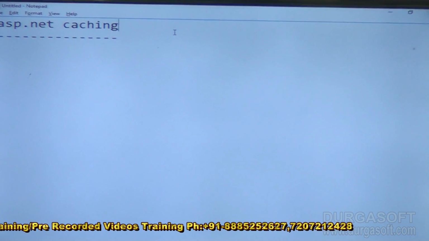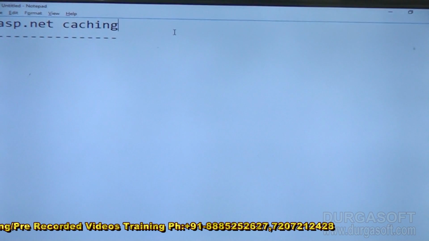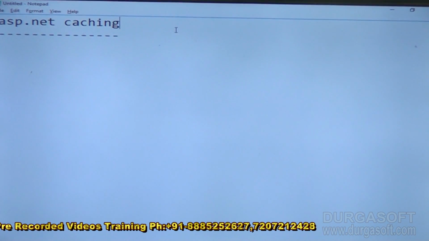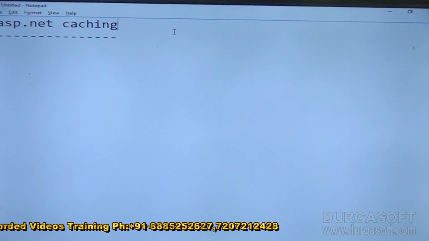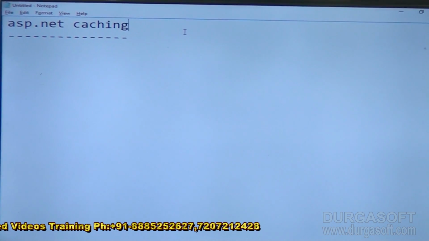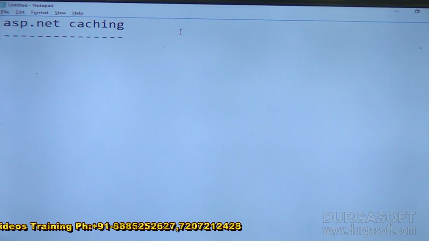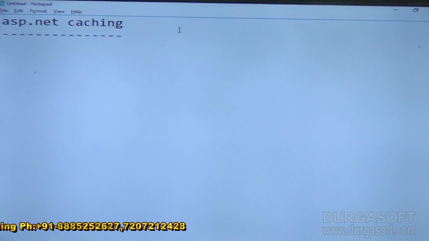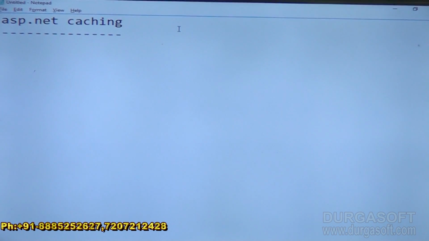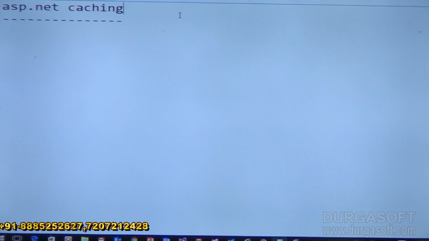One of the most important things in modern web development is caching. With caching, you can really have the fastest applications developed. You can build the fastest apps.